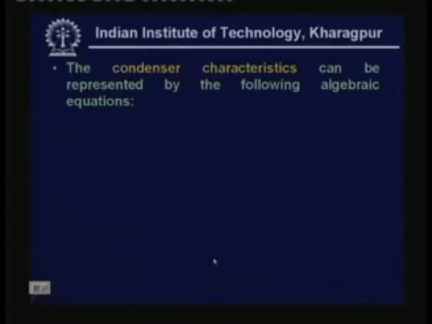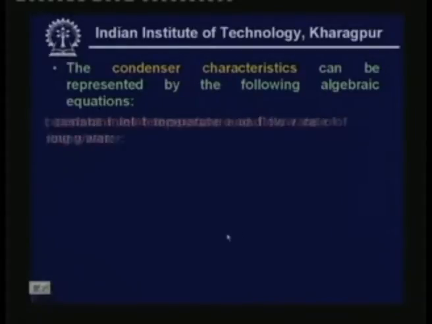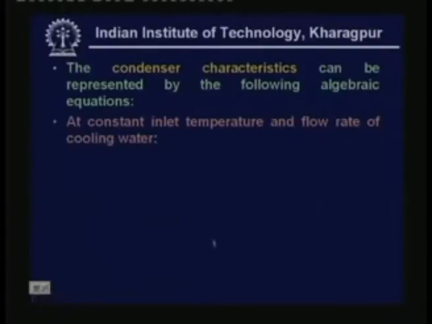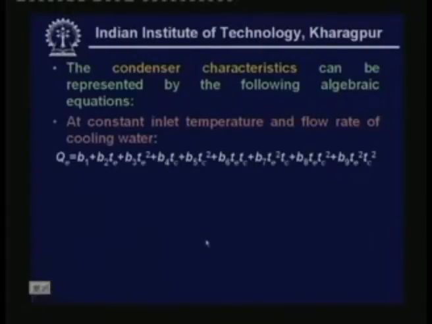Just like your compressor, you can also represent the condenser characteristics by an algebraic equation. First, at constant inlet temperature and flow rate of cooling water, you can get a polynomial equation for QE in terms of evaporator temperature TE and condenser temperature TC. Again, this equation has 9 terms, so you have 9 constants B1 to B9. So again you have to use the method of least squares, or you can also have 9-point data and solve the equation to obtain the constants B1 to B9.